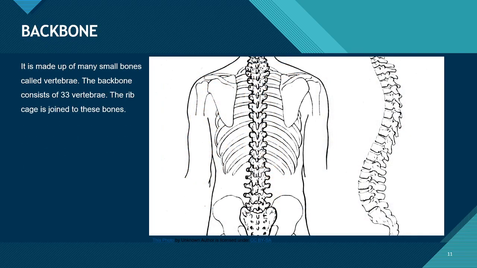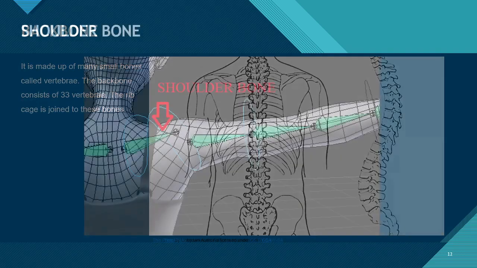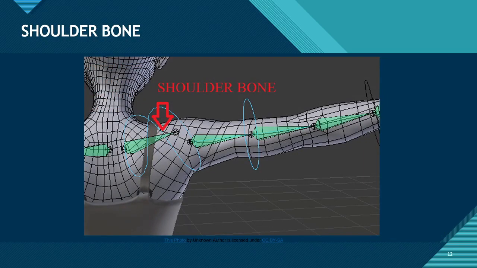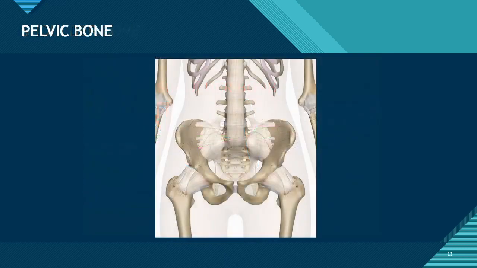The next is backbone. It is made up of many small bones called vertebrae. The backbone consists of 33 vertebrae. The rib cage is joined to this bone. Here in the picture you can see the shoulder bone. It is present over the shoulder. This is the pelvic bone.